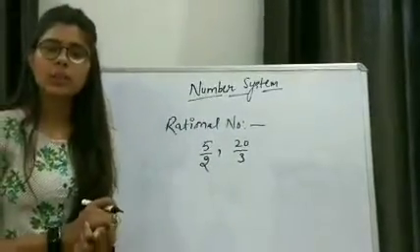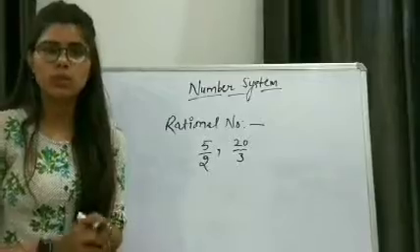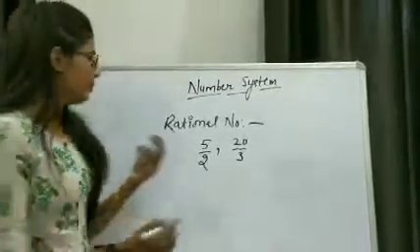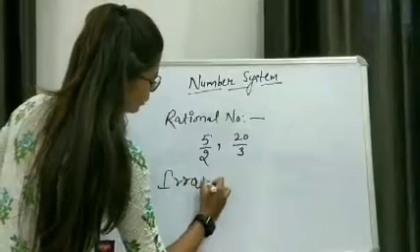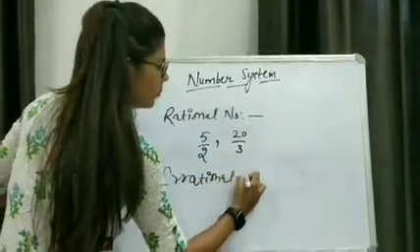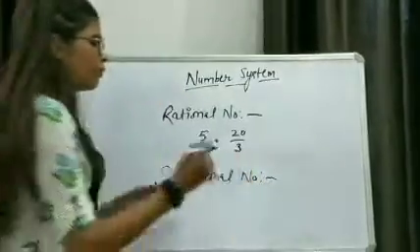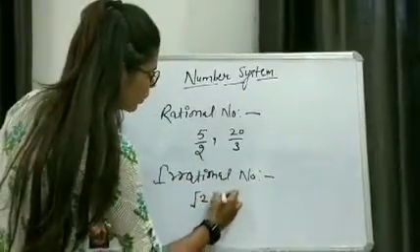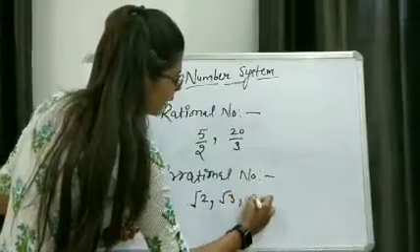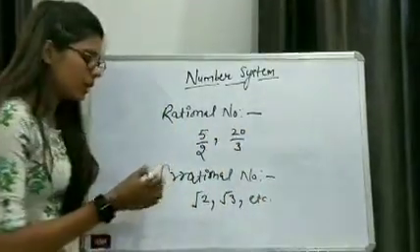Now what are irrational numbers? Irrational numbers are those numbers which are not rational. Irrational numbers are those which are represented in the form of a square root, like √2, √3. These are called irrational numbers.